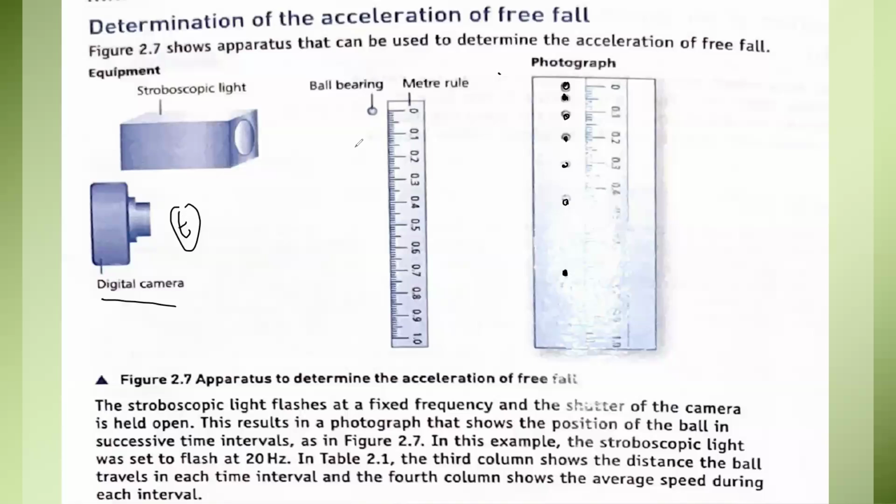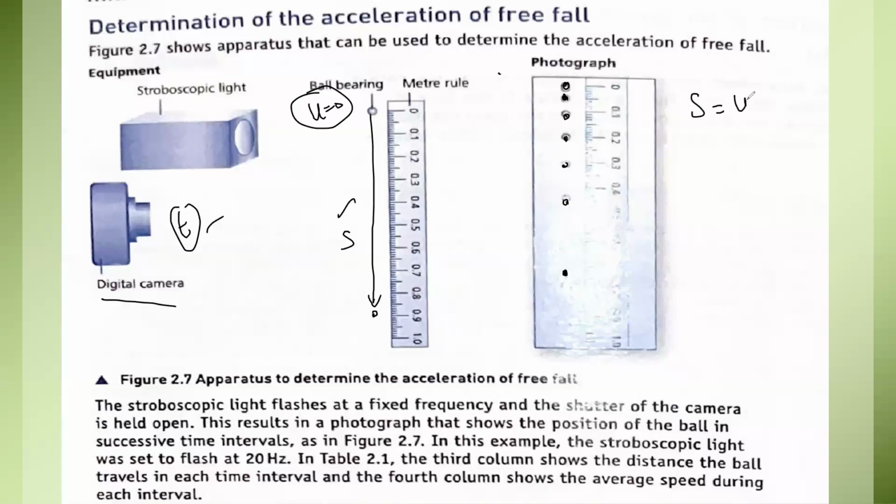Okay. And we place it beside the meter rule. A meter rule is placed, so we'll know the position. Using this, we can work out the distance. So we have the distance and the time. What is the initial speed as the ball bearing is dropped? The ball bearing is dropped, so the initial speed is 0.